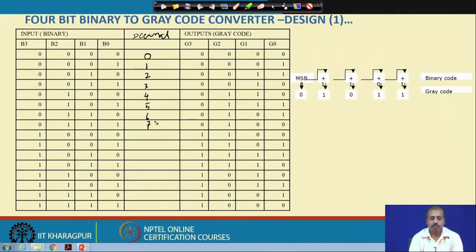Now you see that if you look into the binary pattern corresponding to successive decimal values, from 0 to 1 only one bit is changing, the LSB. But when we are going from 1 to 2, two bits are changing, B0 and B1, both are flipping. Similarly, when going from 2 to 3, again only the LSB is flipping, but when going from 3 to 4, 3 bits are flipping.